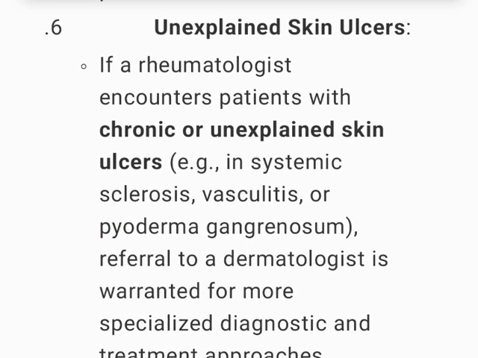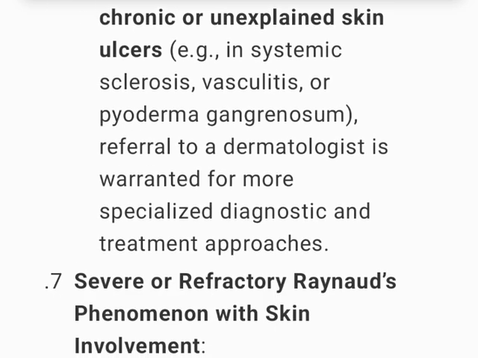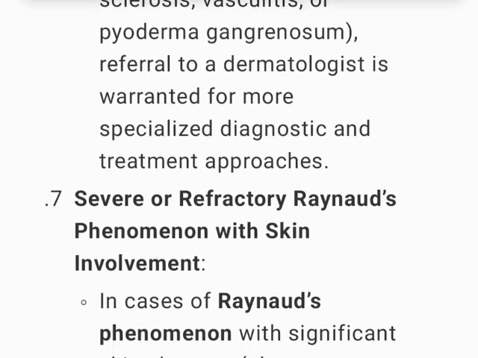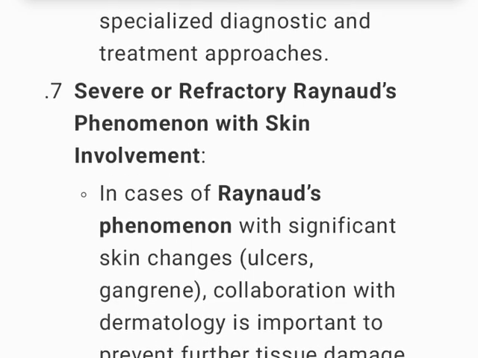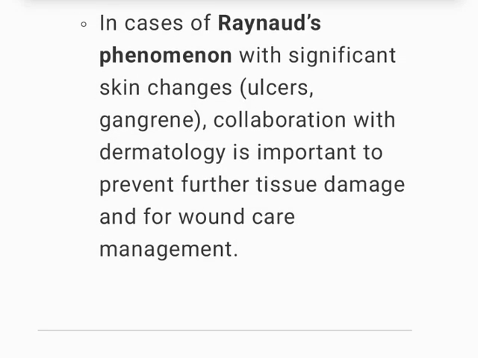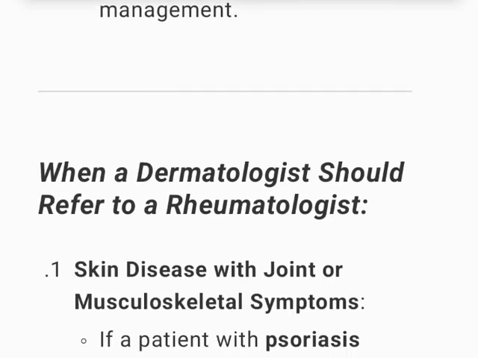6. Unexplained skin ulcers. If a rheumatologist encounters patients with chronic or unexplained skin ulcers, e.g., in systemic sclerosis, vasculitis, or pyoderma gangrenosum, referral to a dermatologist is warranted for more specialized diagnostic and treatment approaches. 7. Severe or refractory Raynaud's phenomenon with skin involvement. In cases of Raynaud's phenomenon with significant skin changes, ulcers, gangrene, collaboration with dermatology is important to prevent further tissue damage and for wound care management.